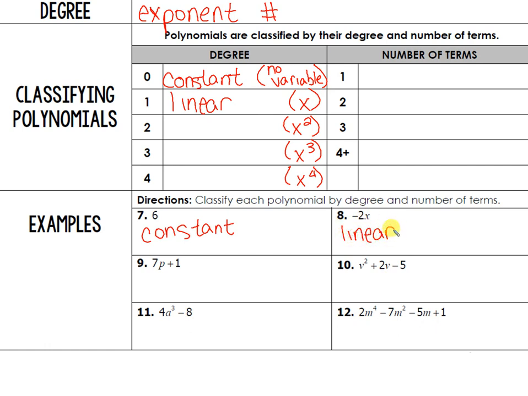It would be linear. Notice, linear does not have an exponent. The coefficient's fine. I don't care about it. All I care about is that the x does not have a tiny exponent. A degree of 2 is a quadratic. When I look at 10, I have b squared. This b squared right here makes this a quadratic.